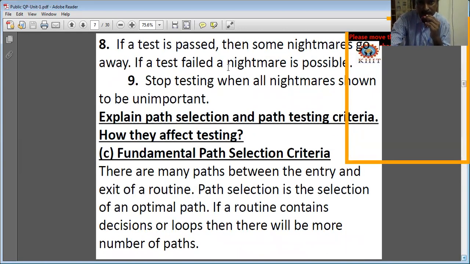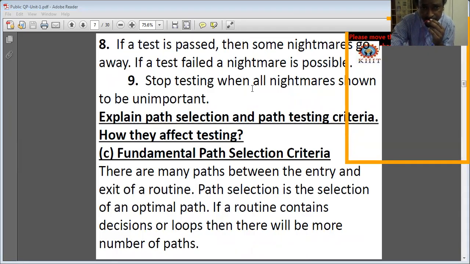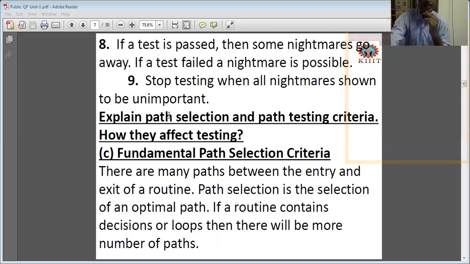If a test is passed, then some nightmares go away. If a test fails, a nightmare is possible. Next, ninth one, stop testing when all nightmares are shown to be unimportant.